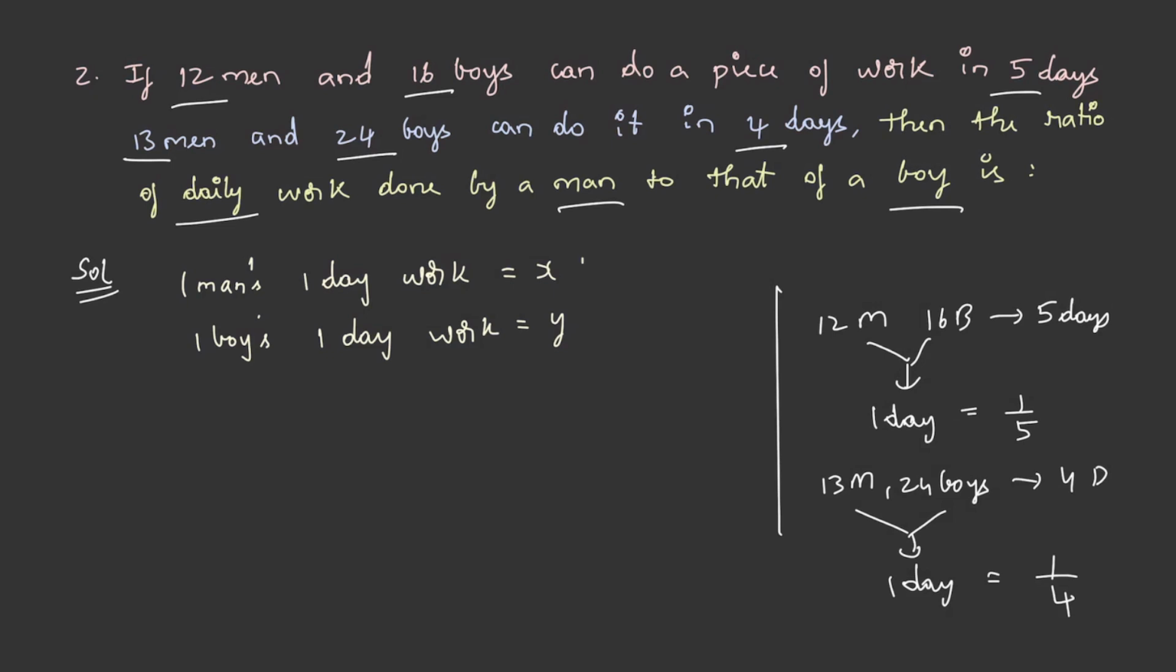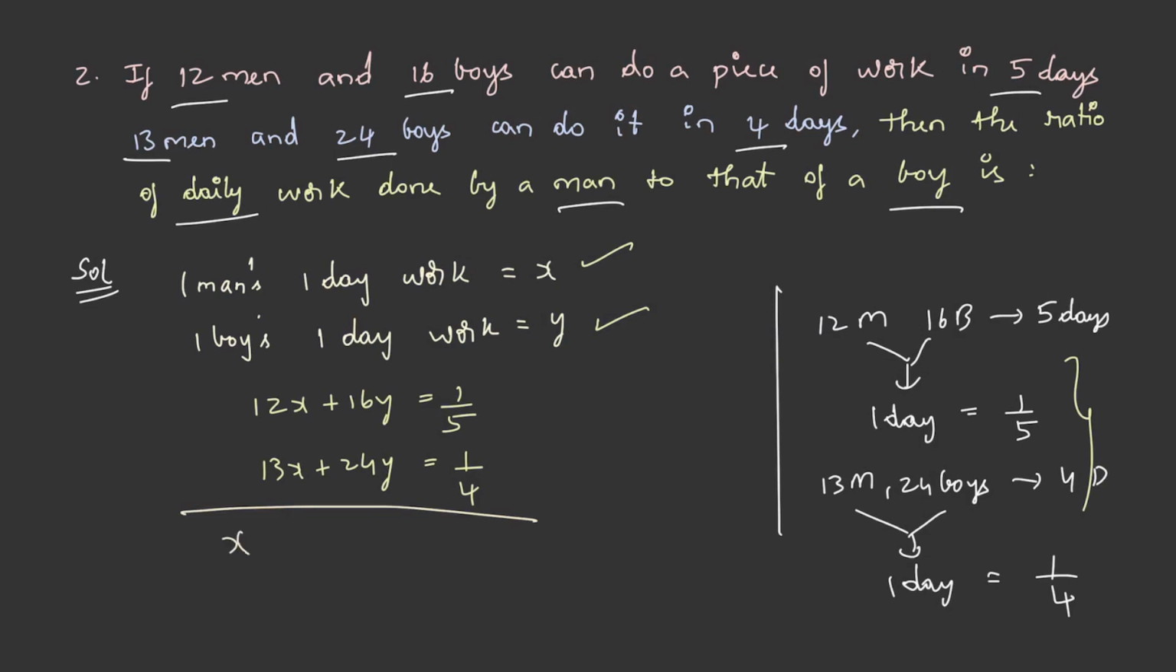As one man's 1 day work is X and one boy's 1 day work is Y, let's convert this statement into equations. 12x plus 16y is equal to 1/5. 13x plus 24y is equal to 1/4. On solving this, we'll be getting x is equal to 1/100 and y will be 1/200.